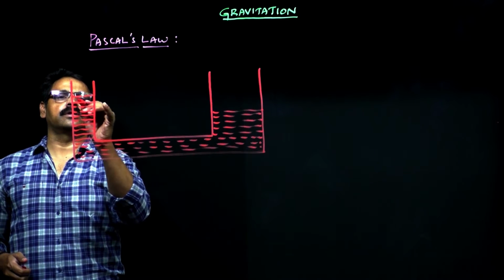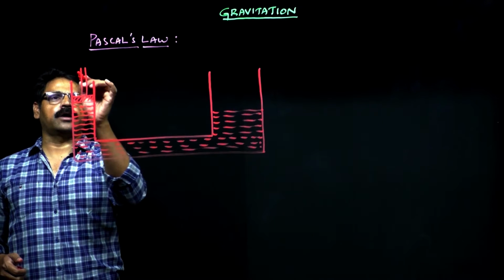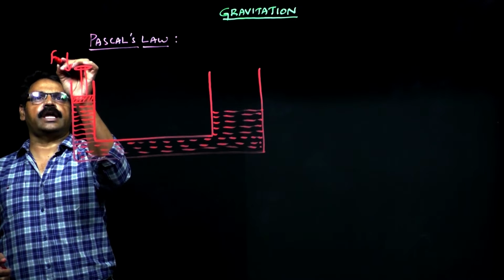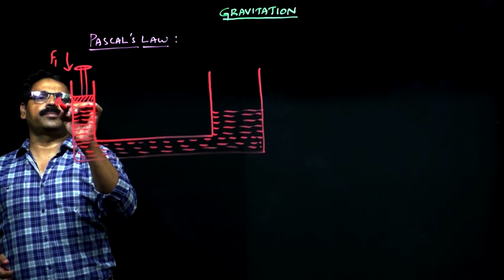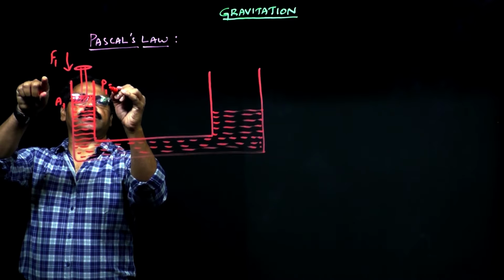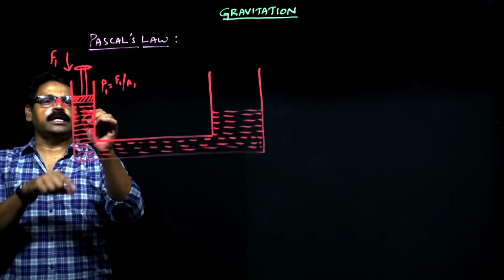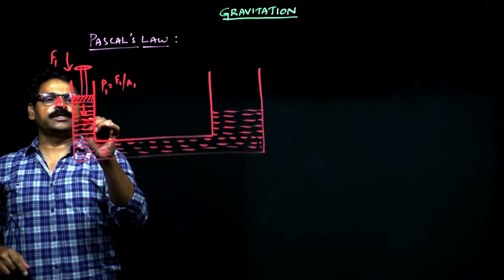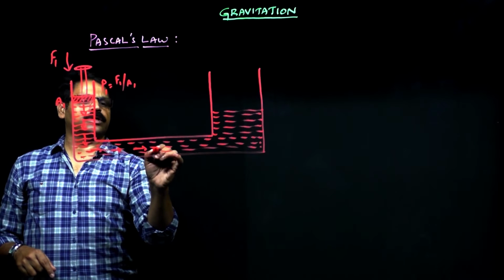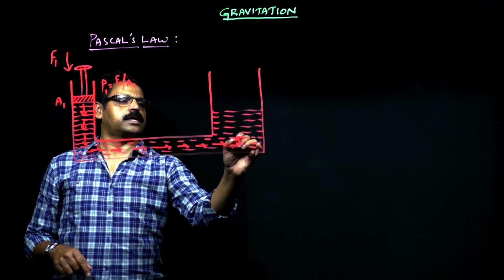a piston. This is the piston I have. Here I have a handle. Now I am exerting a force, let us say F1, and the area of the piston is A1. Then the pressure exerted here, P1, is equal to F1 by A1, and that is transmitted through this liquid into the other end. So the pressure is transmitted undiminished. This is what is called Pascal's law.